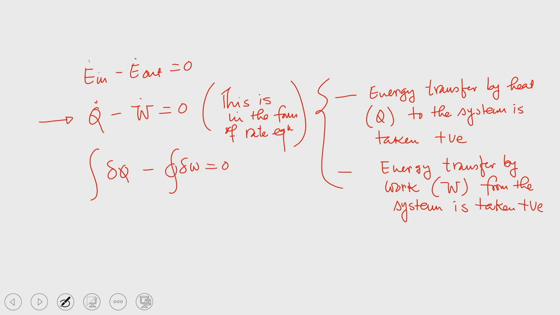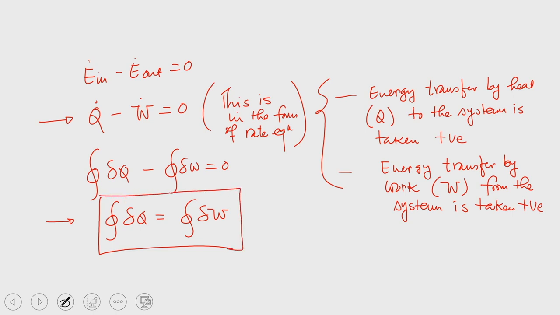If we integrate it over the cycle over time, we will get the total. So, this is the equation, and if we write the cyclic integral of delta Q equal to the cyclic integral of delta W, this equation is very famous, perhaps you have studied this, you can easily identify it. So, this is the first law of thermodynamics for a control mass system undergoing a cyclic process.